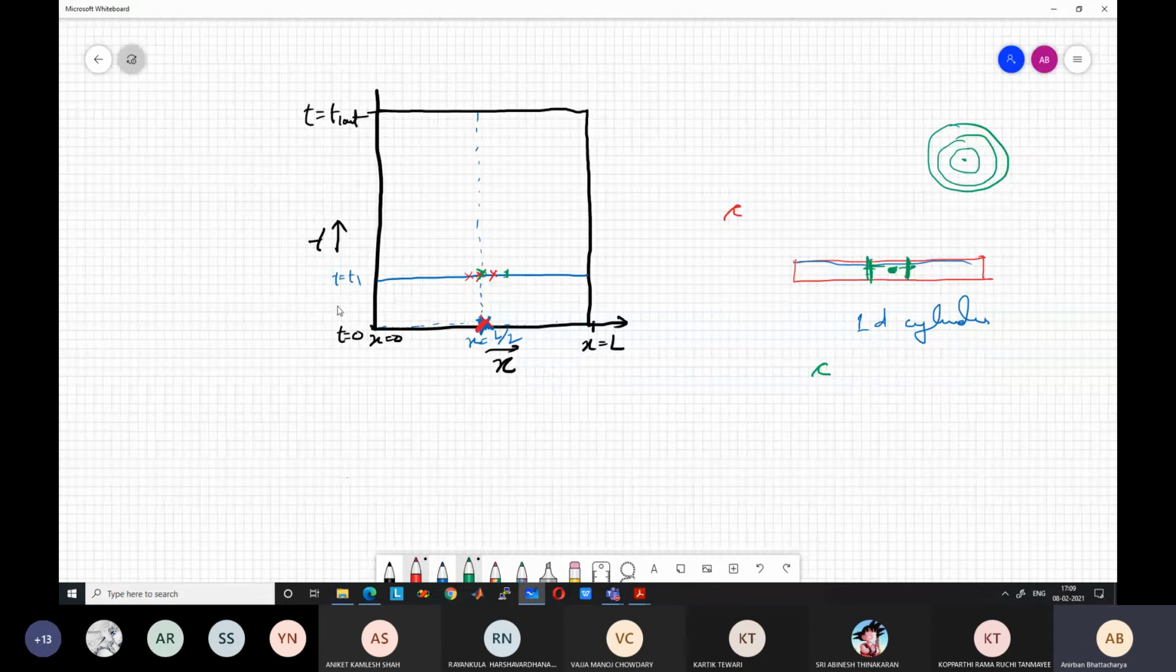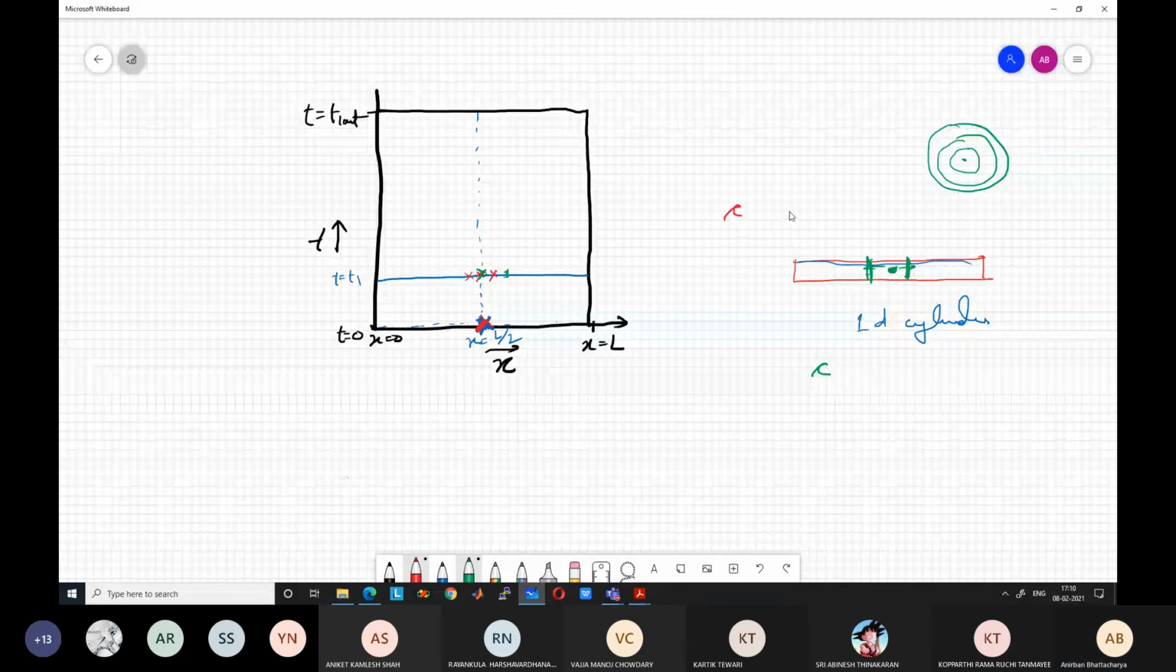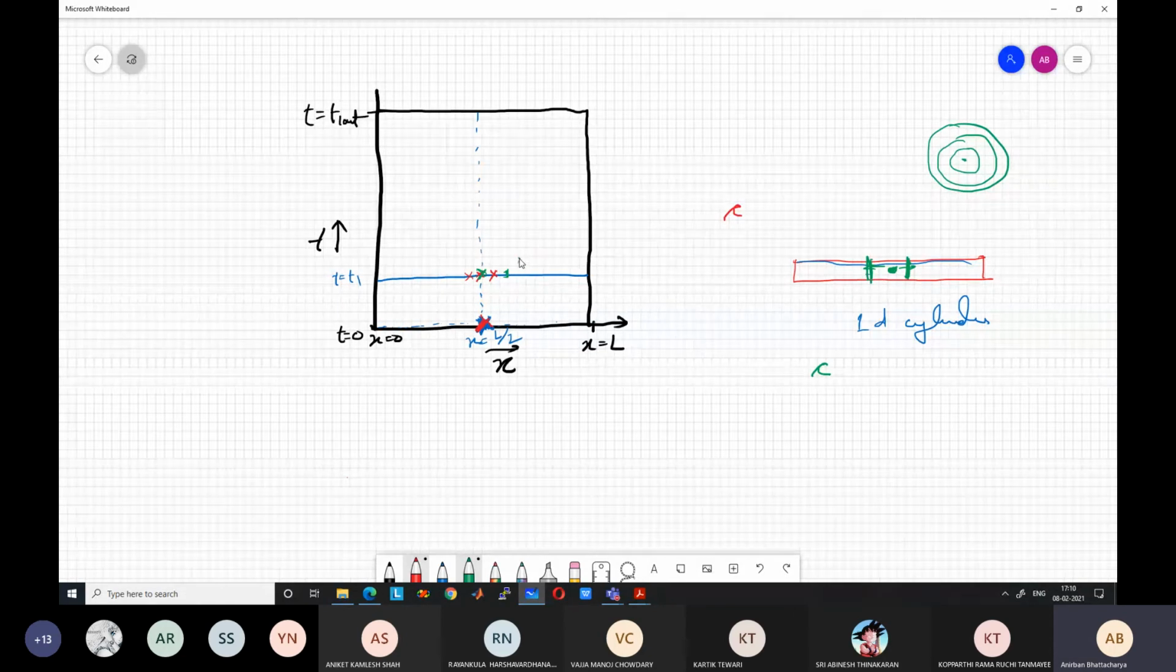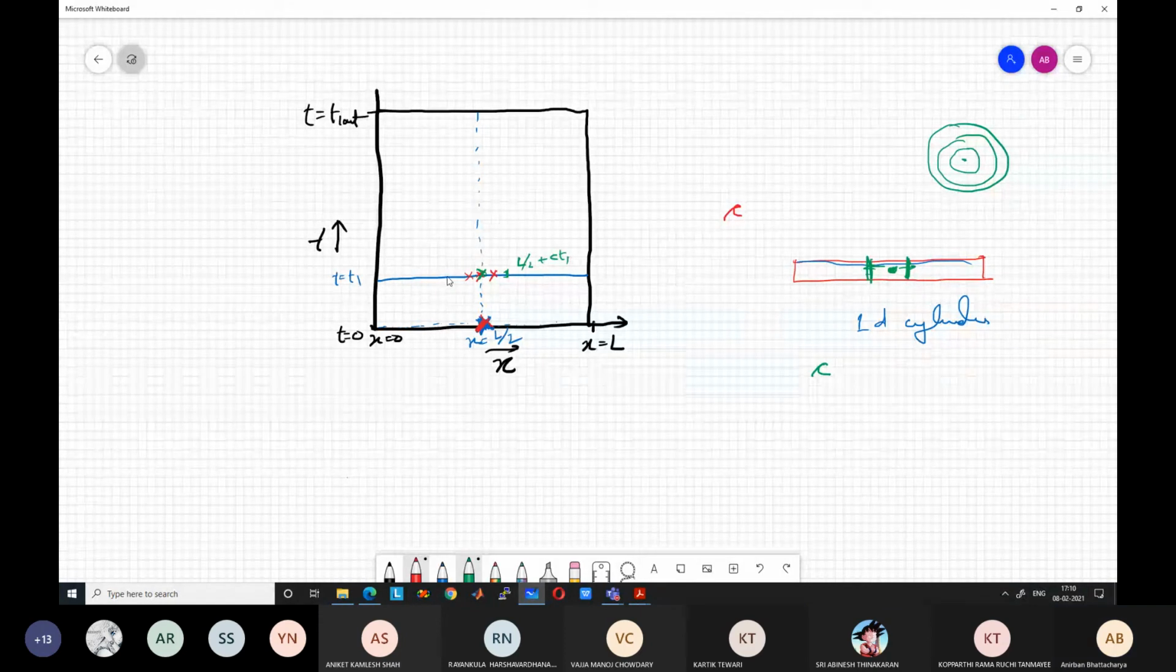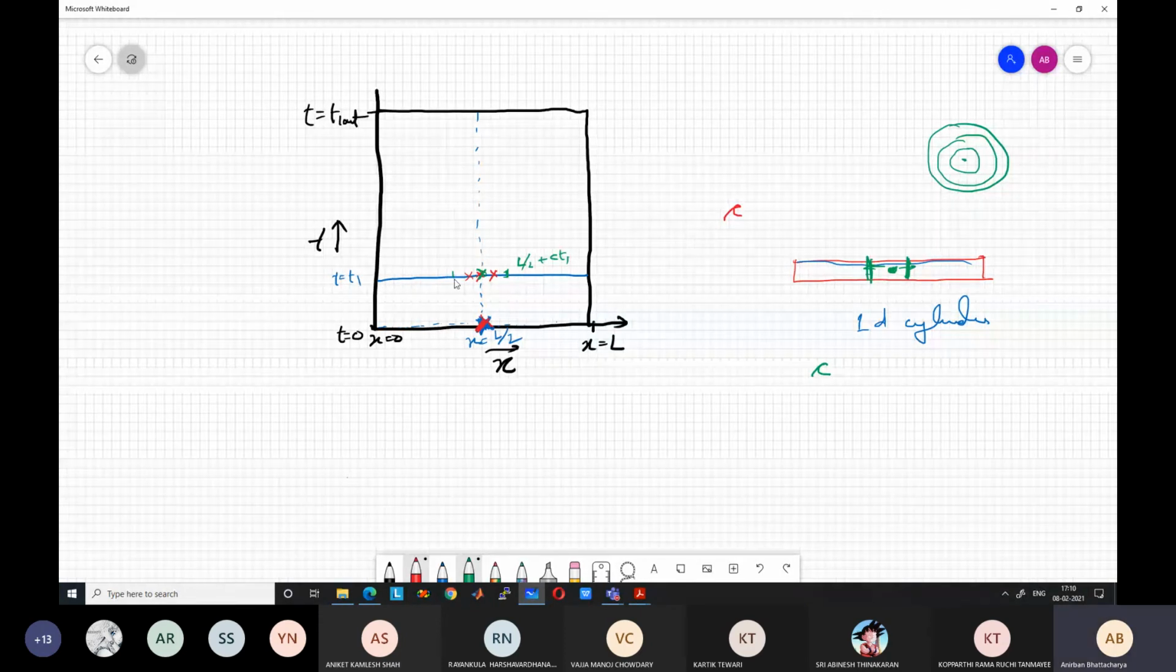So this point is L by 2 plus ct, whether general t or t1 you consider. And this point is L by 2 minus ct. The drawing is not accurate. It is originating from this point.